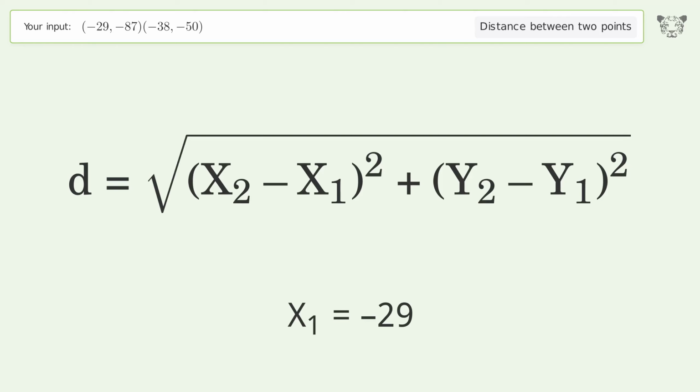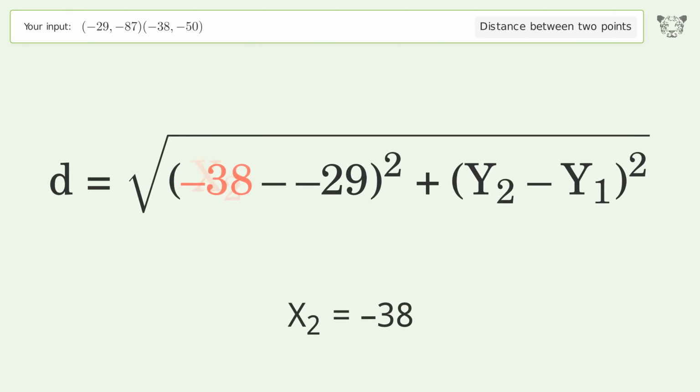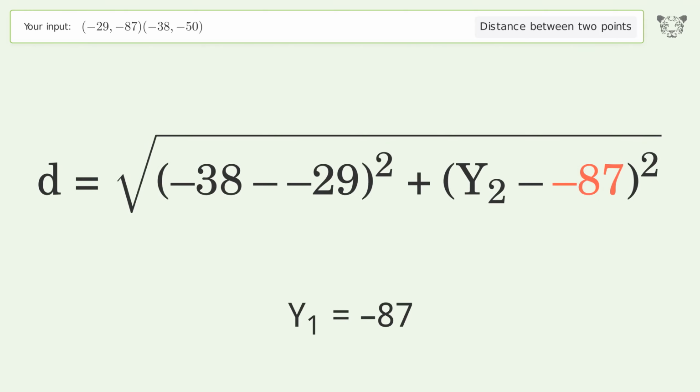x1 equals -29. x2 equals -38. y1 equals -87. y2 equals -50.